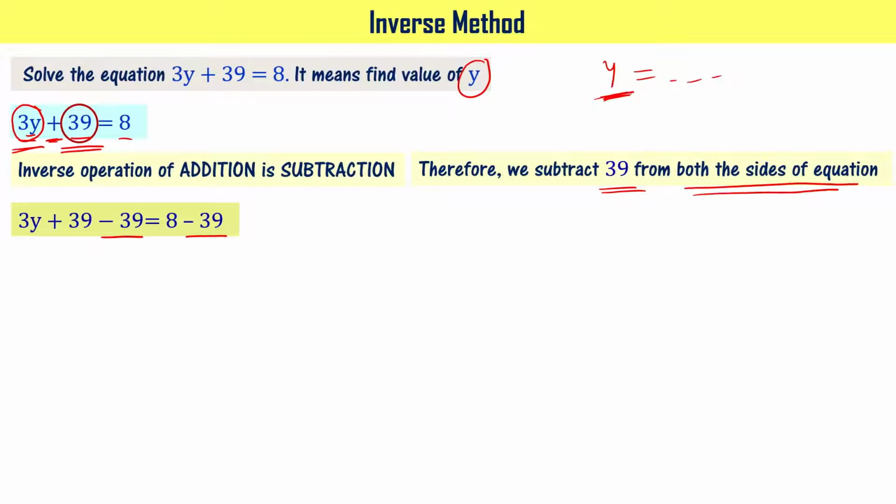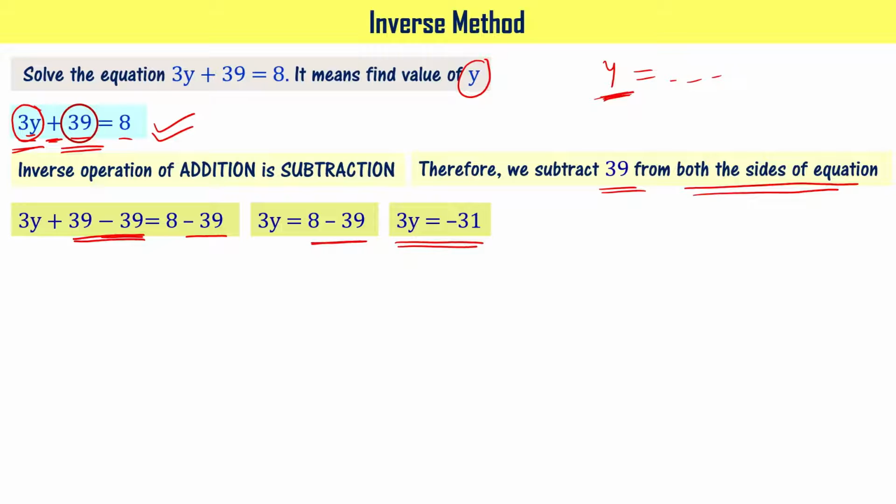When you have something like 39 minus 39, this goes to 0, right? Now, when you simplify this equation, this becomes 3y equal to 8 minus 39. We know 8 minus 39 equal to minus 31, right? Now, I have rearranged the given equation such that I arrived at another linear equation in one variable, that is 3y equal to minus 31, right?